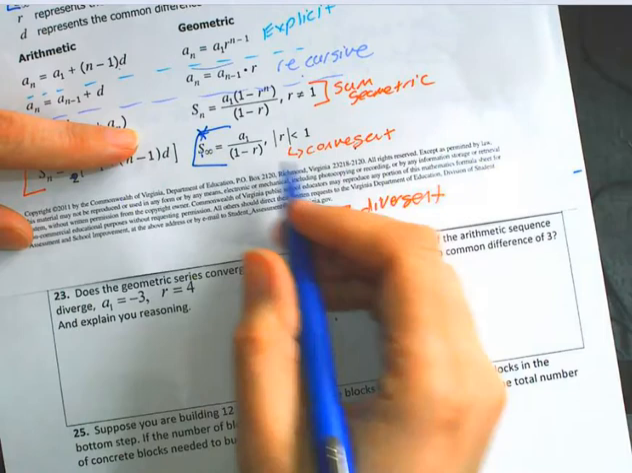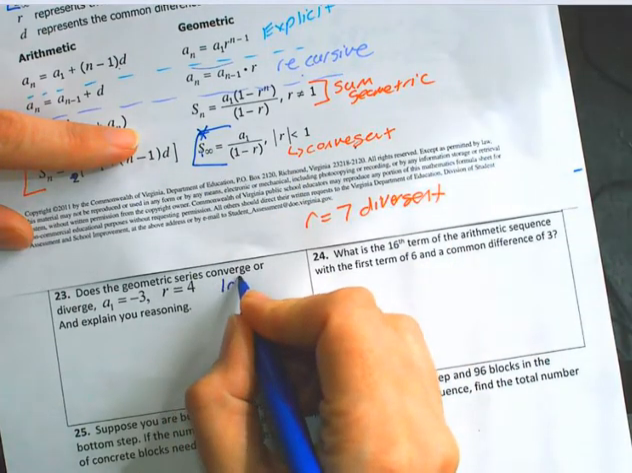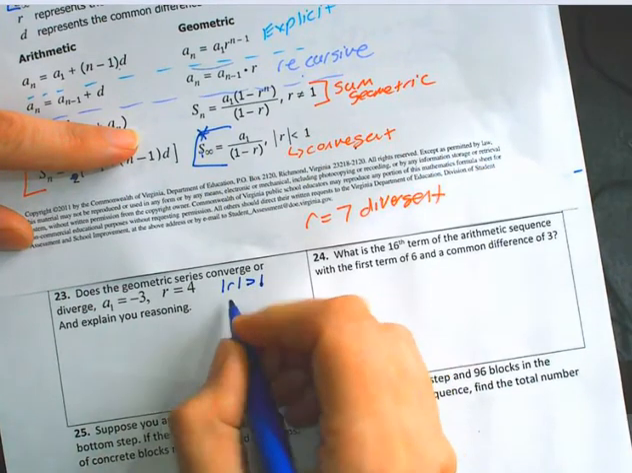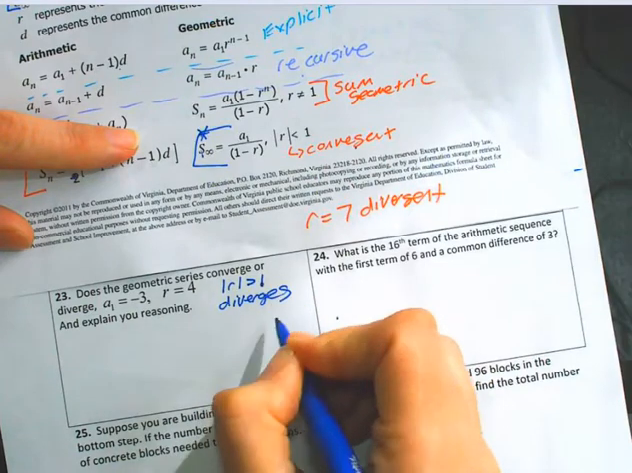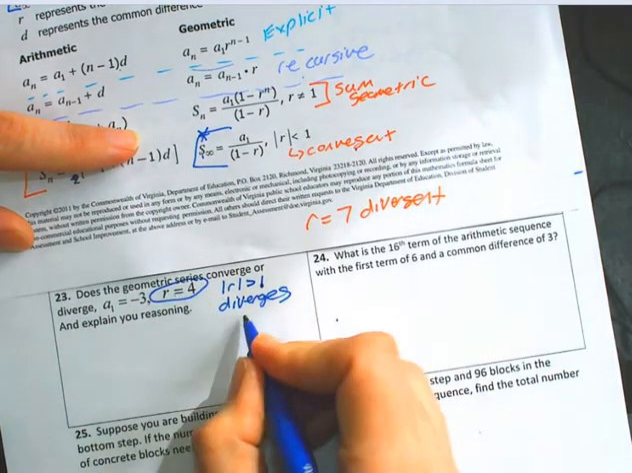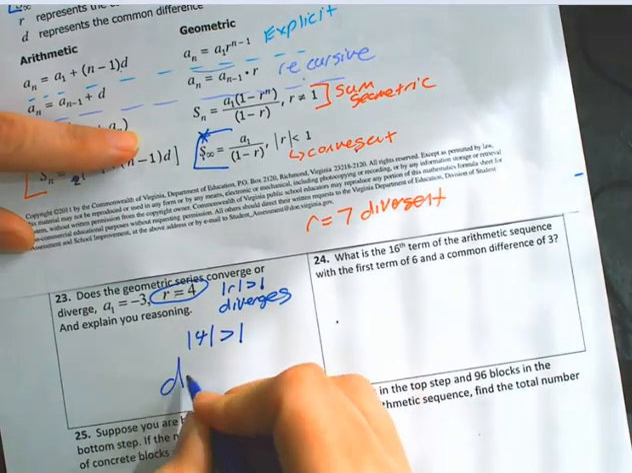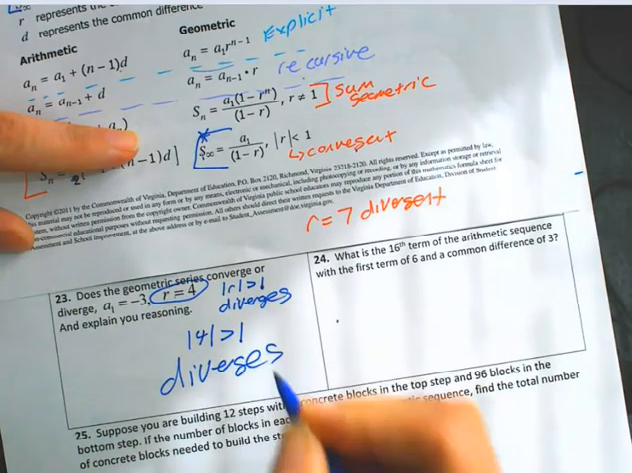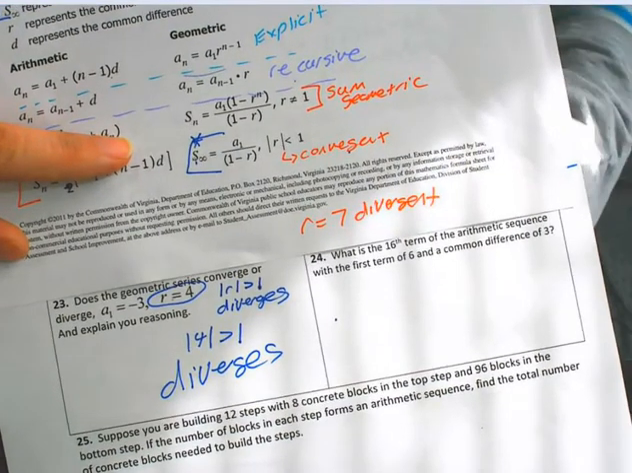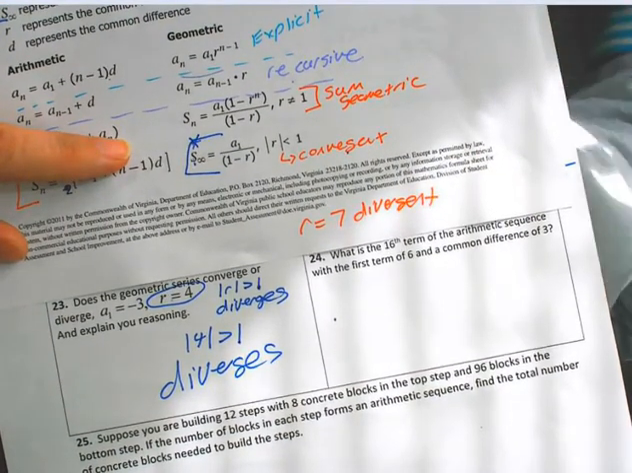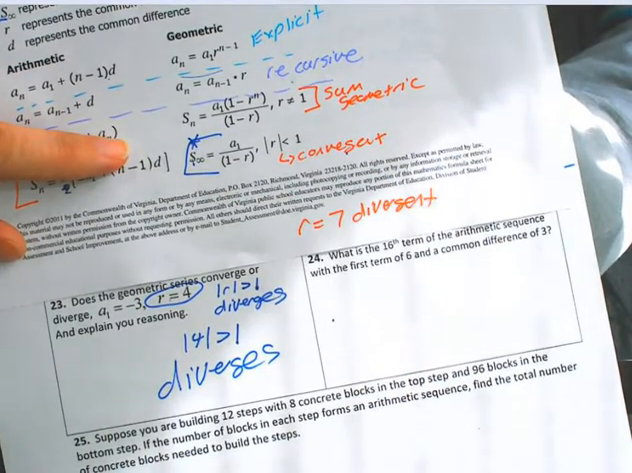However, if the absolute value of r is greater than 1, then it diverges. So for this example, r equals 4, so the absolute value of 4 is greater than 1, so this example diverges. So you've got to be able to figure out what r is, or if they give you r, be able to say whether it diverges or it converges. If it converges, then you can use this formula here, and we're going to do some of those in a few minutes, okay? All right, next one.